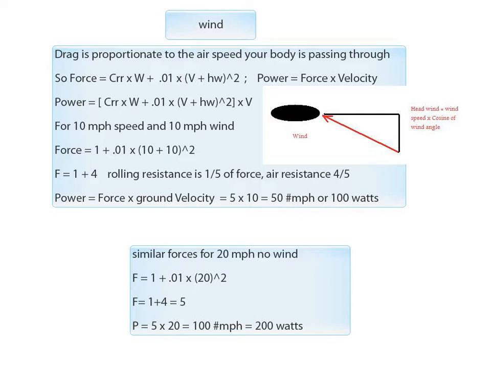Now let's look at 20 miles per hour. We find we get similar forces when we have no wind. We have 1 pound of rolling resistance. We got 0.01 times 20 squared, or 4, so 1 plus 4 equals 5. 5 times 20 now for power. We get 100 pound miles per hour, or 200 watts.